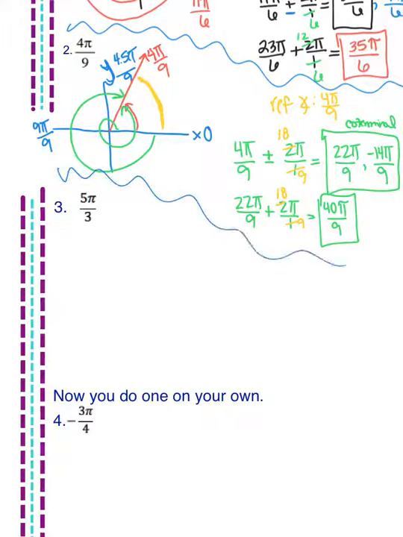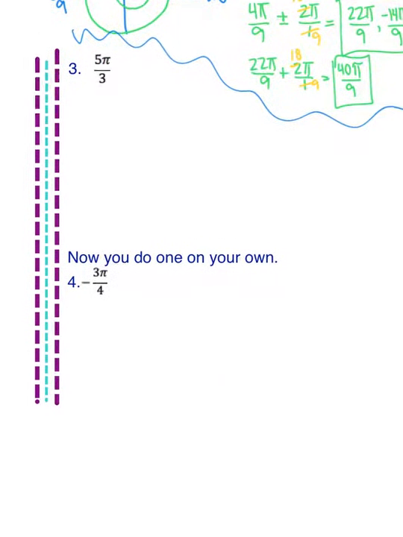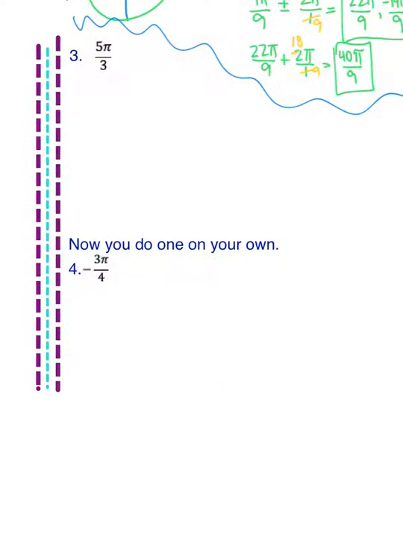All right, 5 pi over 3. So when I'm graphing that, I take 5/3, and let's change that to a mixed number. And I've got 1 2/3 of a pi. So when I graph this, I've got 1 pi and then 2/3 of a pi.